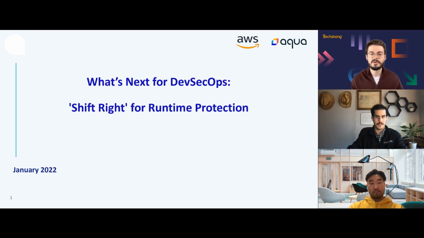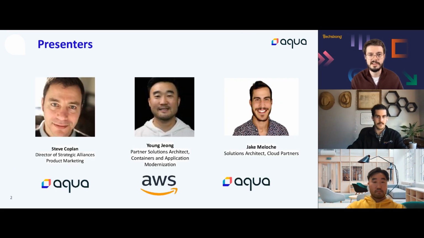But on to our presentation today. Our topic is what's next for DevSecOps, shift right for runtime protection. And I'm joined today by Jake Milosh, Solution Architect at Aqua Security, Steve Copeland, Director of Product Marketing and Strategic Alliances at Aqua Security, and Young Jung, Partner Solutions Architect with Amazon Web Services. And at this point in time, it's my pleasure to turn the floor over to Steve to get us started. Thank you so much for being here with us.